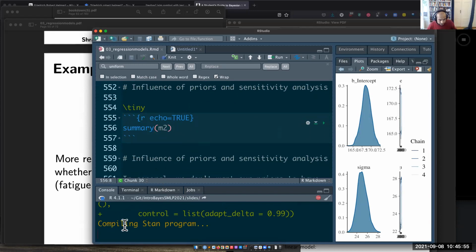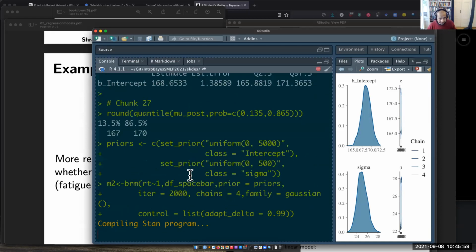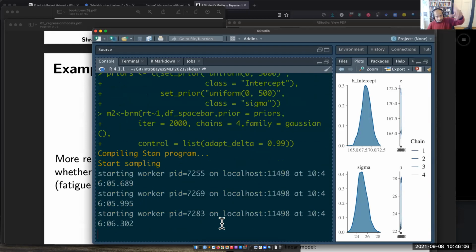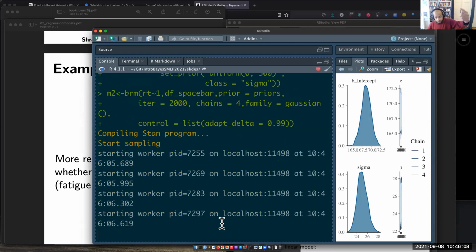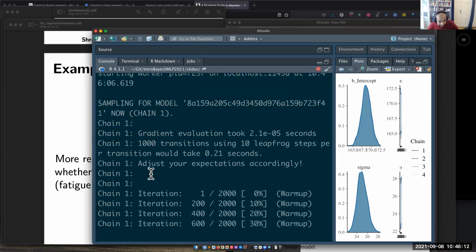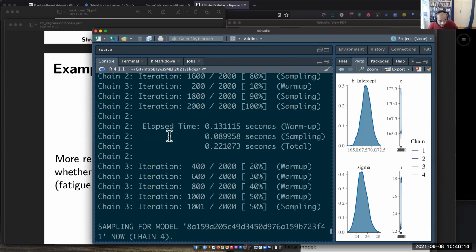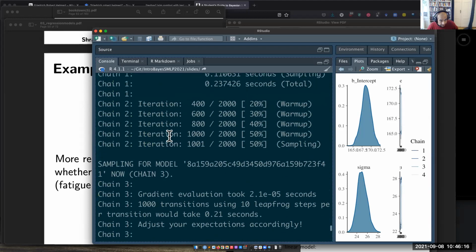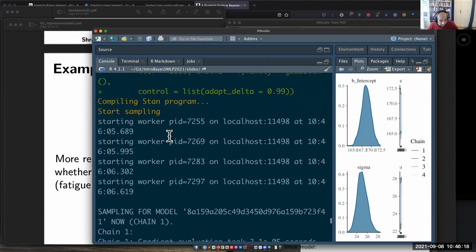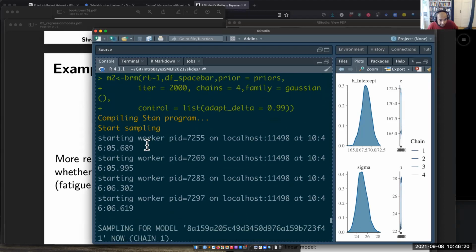So look what Stan is doing. It's first compiling a Stan program. This is what brms is doing. It's writing it into Stan syntax. Then it's converting it into C code. Then the C code starts. And notice that 4 chains are starting in parallel. Each worker, this is one core, this is another core, another core, another core.